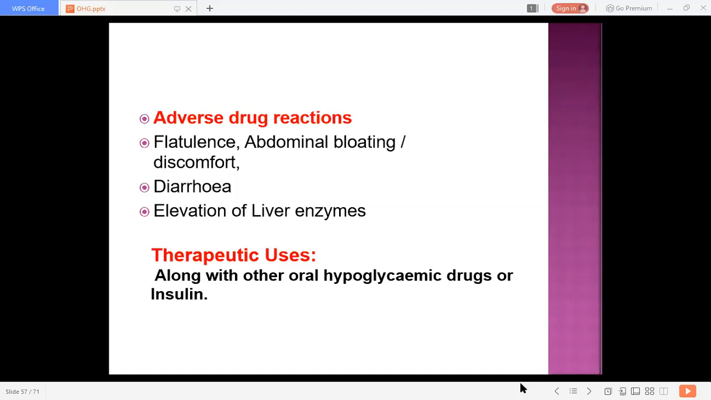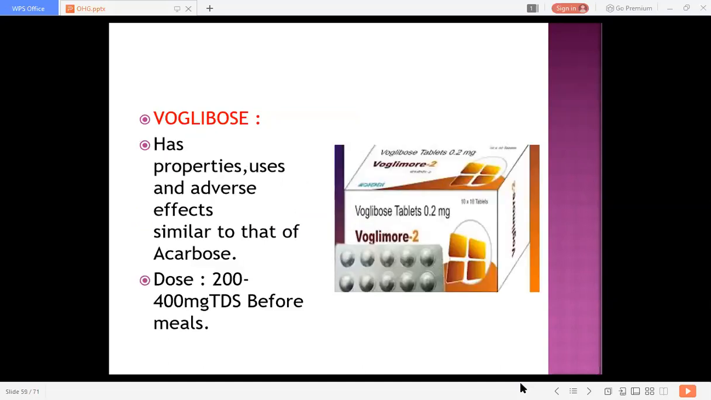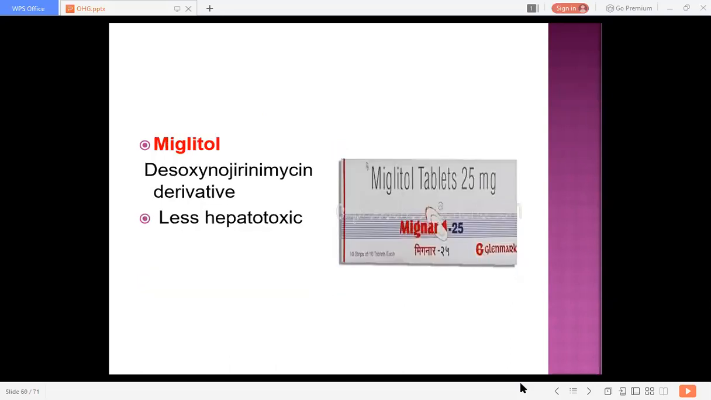These alpha-glucosidase inhibitors most commonly used nowadays are acarbose and voglibose. We give them along with other hypoglycemic drugs or insulin. Acarbose is an oligosaccharide of microbial origin and causes elevation of liver enzymes. Voglibose has similar properties and adverse effects similar to those of acarbose. Dose 200 to 400 mg TDS before meals. Miglitol is less hepatotoxic.